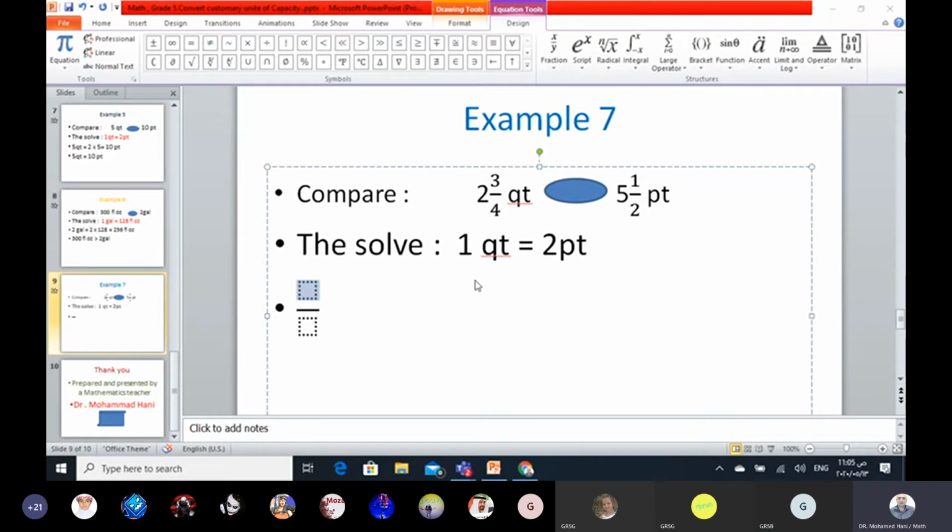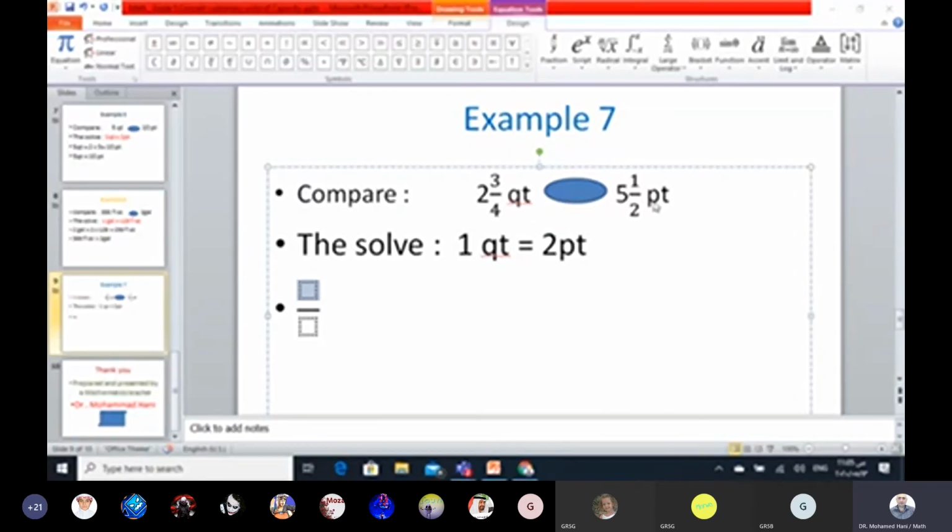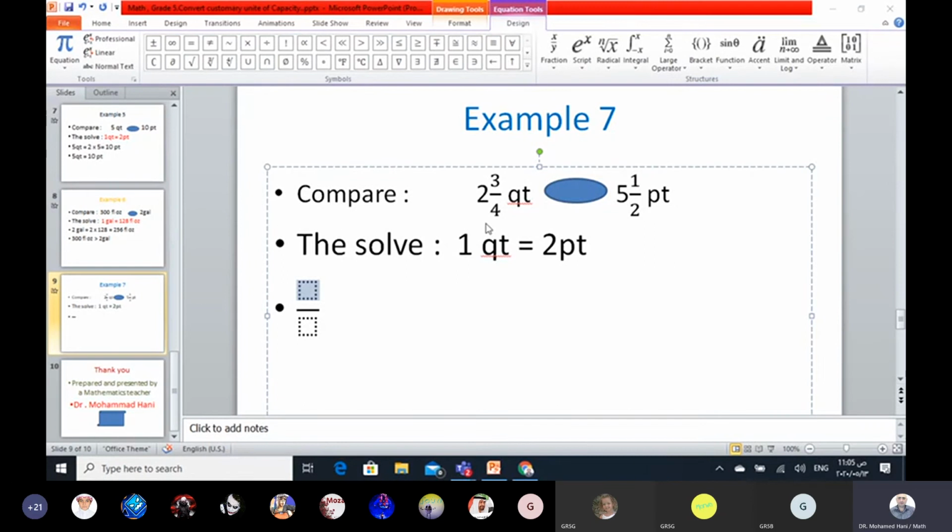Right. Let us check together. The first step, we want to convert from the big unit to the small unit, because here I cannot compare directly since I have different units. So try to change from the big unit to the small unit to get like units. But the first idea here, we have a mixed number. Try to change it to a fraction.